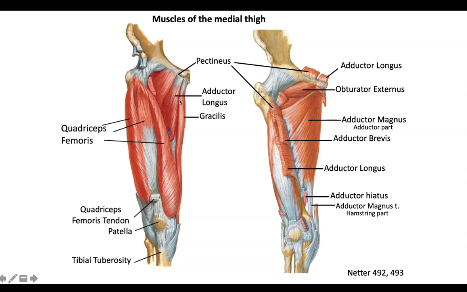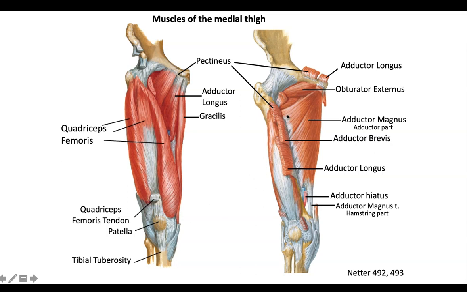The most medial muscle of the adductor compartment of the thigh is the gracilis. Gracilis is one of the weakest members, and it lies most medially. It arises from the pubis, and distally it is attached to the medial side of the upper end of the tibia with the sartorius muscle.